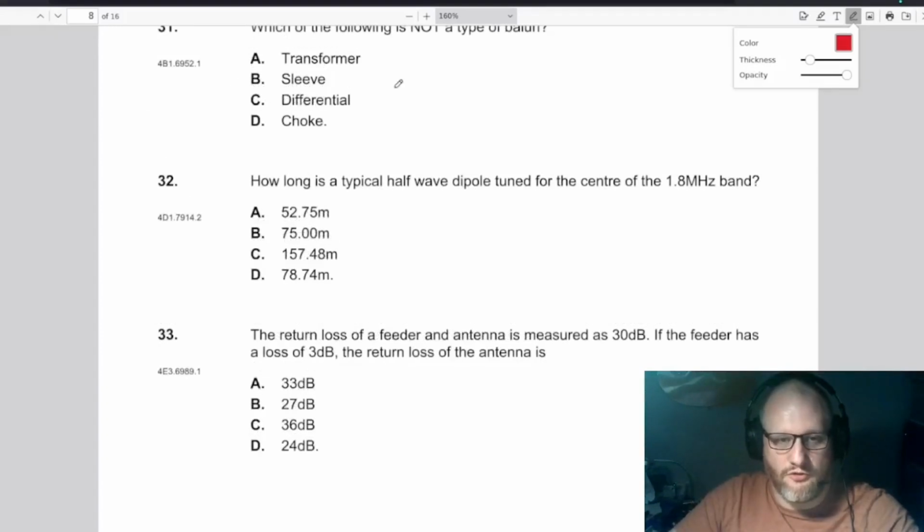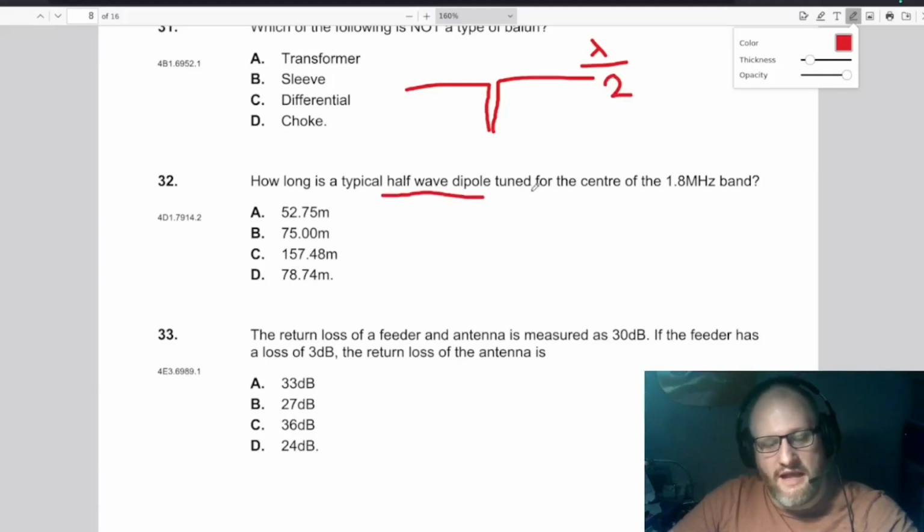So we will of course recall that a dipole is two elements like this, so it's a balanced antenna fed in the middle there, and then the total length of these elements is going to be the wavelength over 2, lambda over 2, which is why we call it a half-wave dipole. And we're being asked about one that is tuned for the center of the 1.8 MHz band, so it would be a good starting point to figure out where the center of the 1.8 MHz band is.